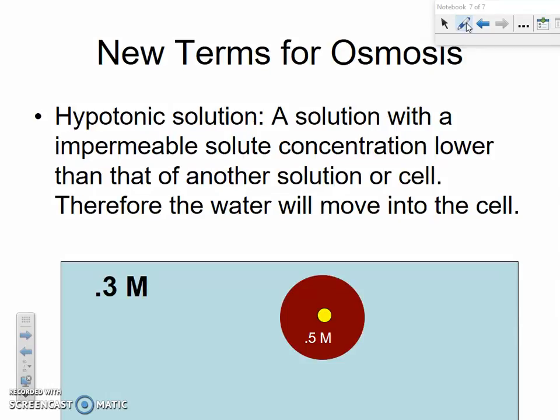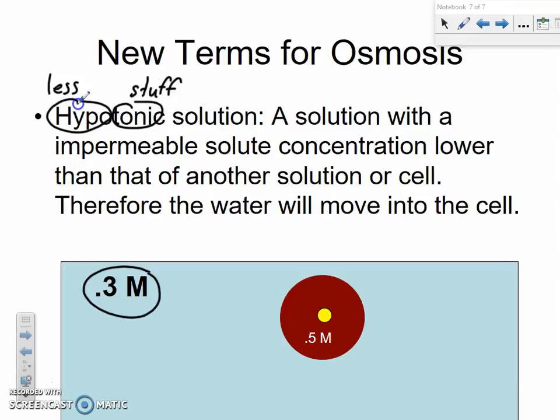So the first type of solution that we have is a solution that is hypotonic. The word hypo means less, and tonic means stuff. So a solution that is hypotonic has less stuff dissolved in it than the cell. So if we look at this situation here, there's less stuff here than inside the cell because the molarity is lower. So this solution here is hypotonic.